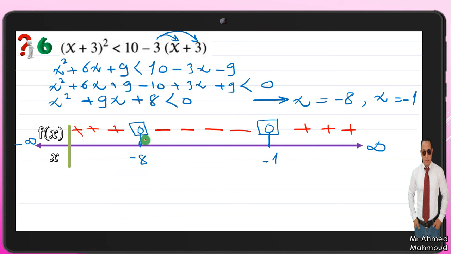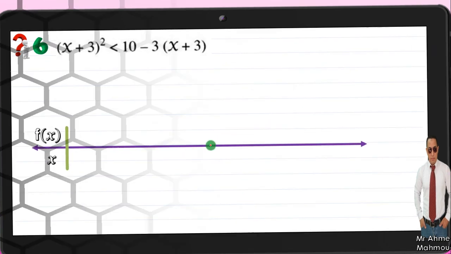Okay, I need what? The function less than 0. So I'm going to take the negative only. f of x less than 0 at x belongs to from negative 8 opened and negative 1 opened. Opened, why opened? Because I don't need the 0 value. I need the negative only. Okay, now the next example.